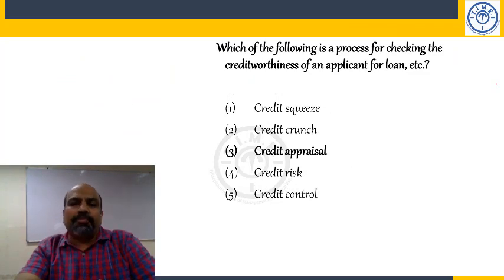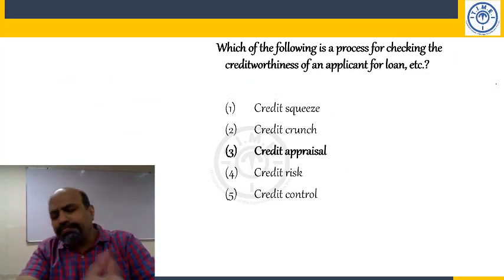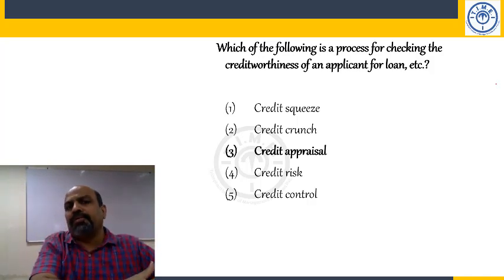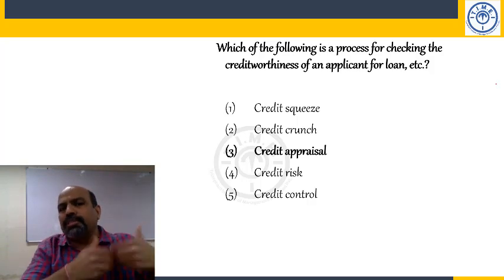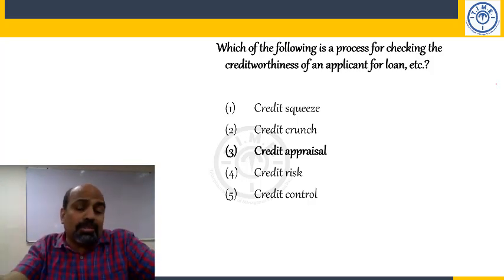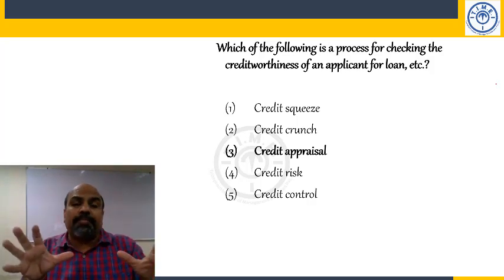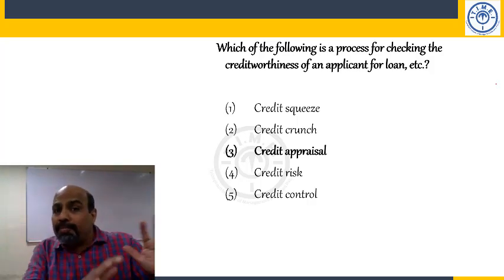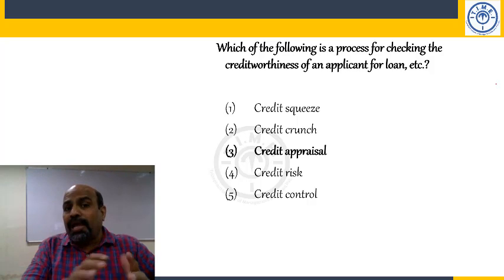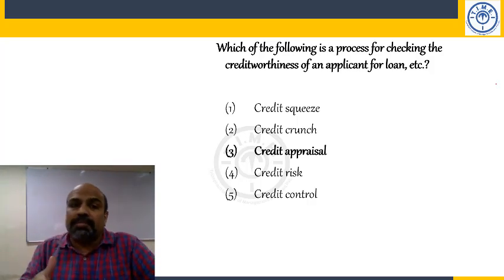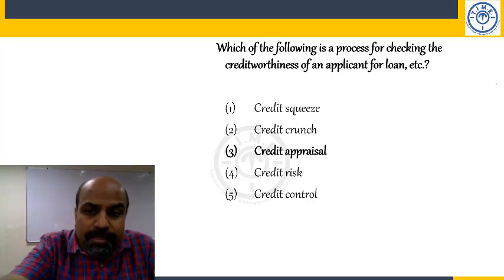Which of the following is a process for checking the creditworthiness of an applicant for a loan, etc.? Background check, whether the borrower is trustworthy, can I give a loan to this guy? They would run a background check, check my credit score and everything. Have I been making payments on time? Have I managed my finances well? That background check is called credit appraisal.